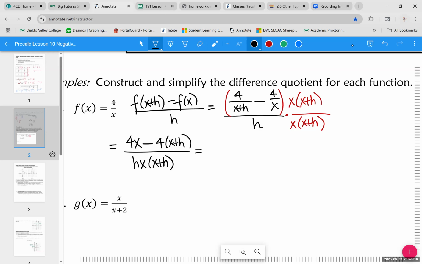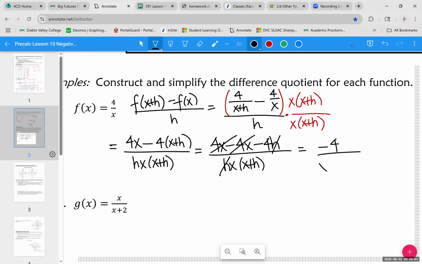All right, remember our next step says construct and simplify. When I have some adding and subtracting, I want to go ahead and distribute and combine terms. Leave the denominator factored. 4x minus 4x minus 4h. The 4x's are going to cancel each other out, and I'm left with negative 4h. Oh, look, the h's will cancel here too, because once the x's cancel, I just have one term on top. And so now I have simplified my difference quotient.